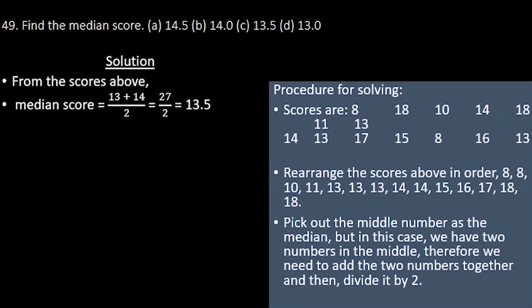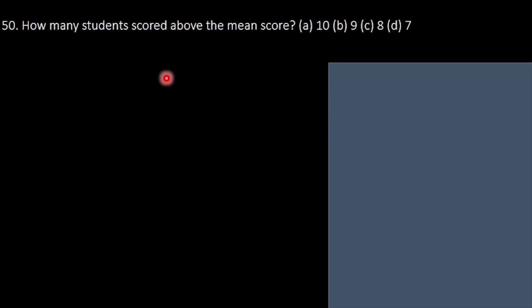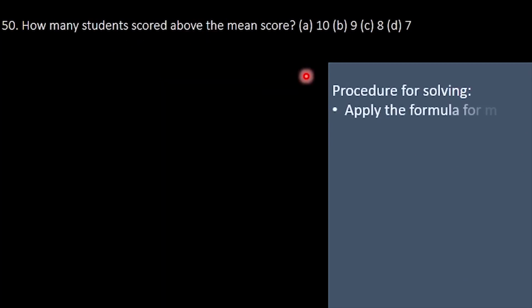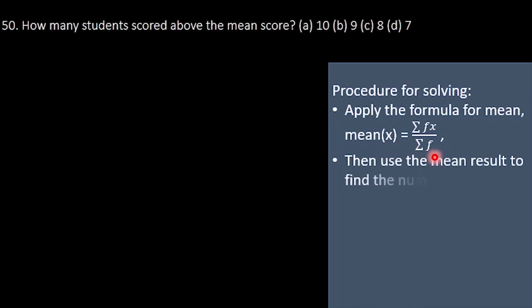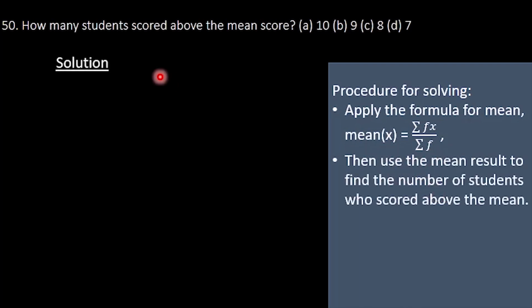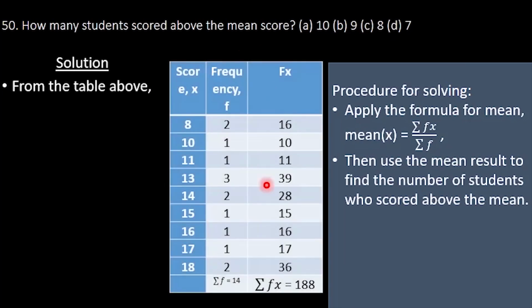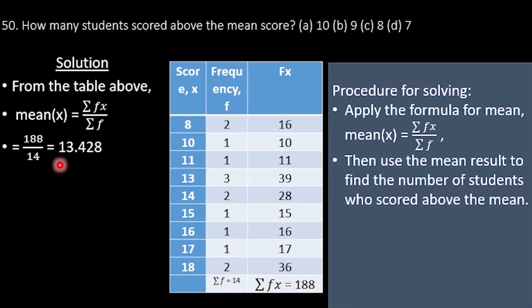Question 50. How many students scored above the mean score? The procedure for solving: apply the formula for the mean. Mean is equal to summation fx over summation f. Then use the mean results to find the number of students who scored above the mean. The solution now, from the table above, this is the table. Let's find the mean. Mean is equal to summation fx all over summation f. Summation fx is equal to 188 and summation f is equal to 14. Now we have 188 divided by 14 equals 13.428.